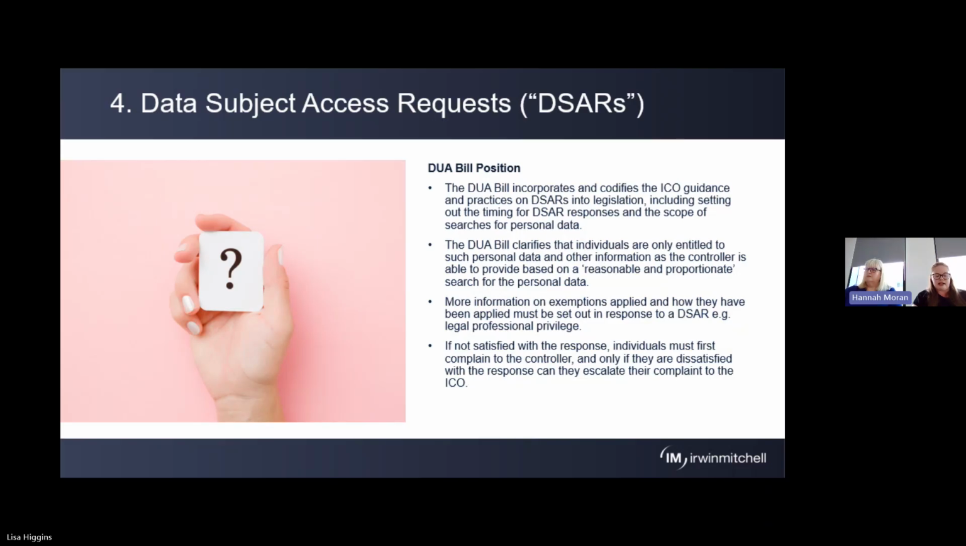So if you're going to rely on legal professional privilege as an organisation, you've got to tell the individual the decision to rely on that exemption, the reason why you're relying on that exemption, the right of the individual to make a request to the Commissioner under Section 51 of the Act, the right of the individual to lodge a complaint with the Commissioner, and the right of the individual to apply to a court if they're not happy with your application of that exemption. But this should all be done in a way that doesn't actually undermine the exemption itself.